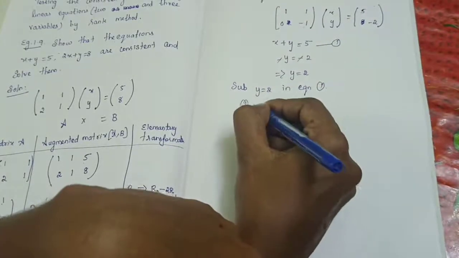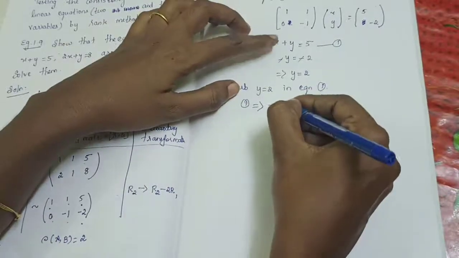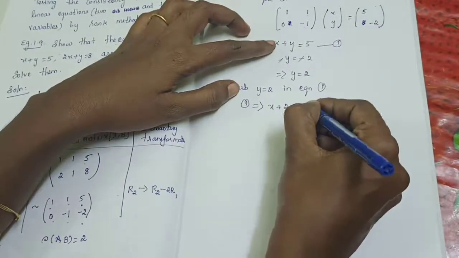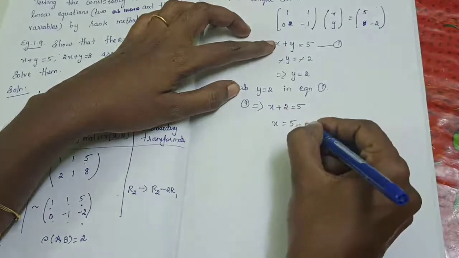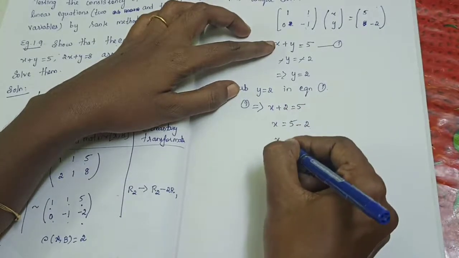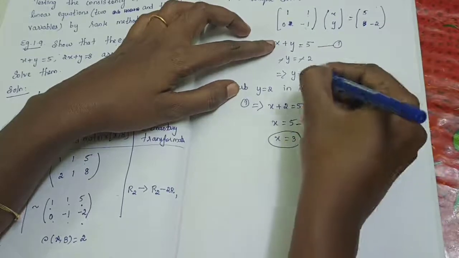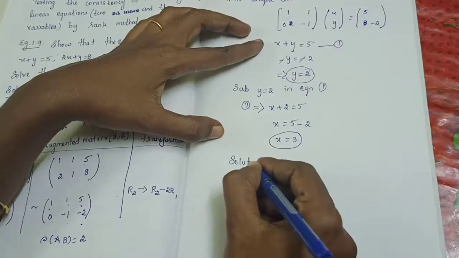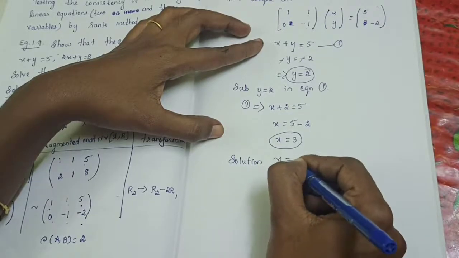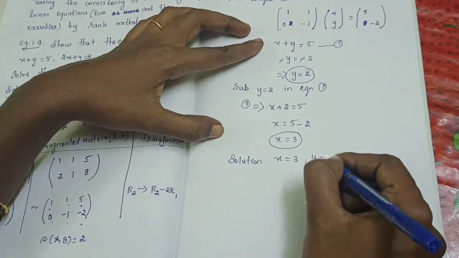Substitute in equation 1, what will happen? x plus 2 is equal to 5. So x is equal to 5, this 2 will go to the other side. So 5 minus 2, what's the x value? x is equal to 3, y equal to 2. What's the solution then? The solution is x is equal to 3 and y equal to 2.